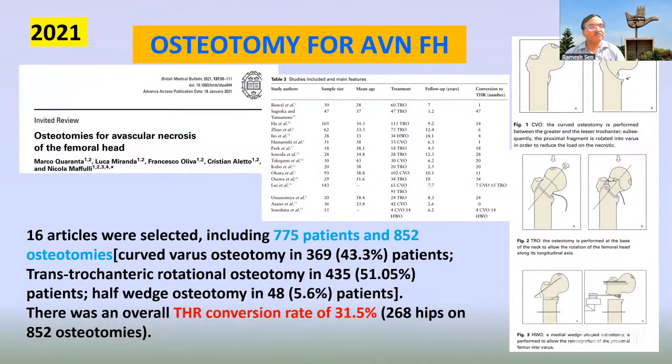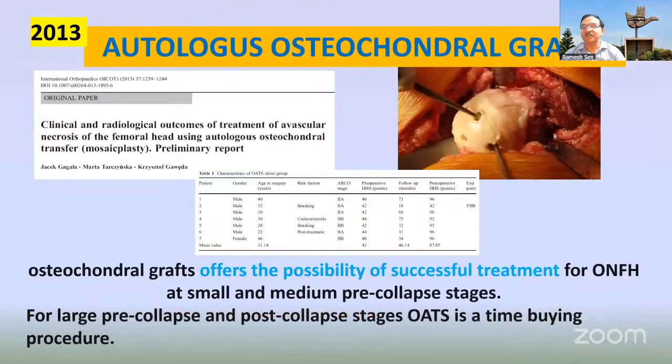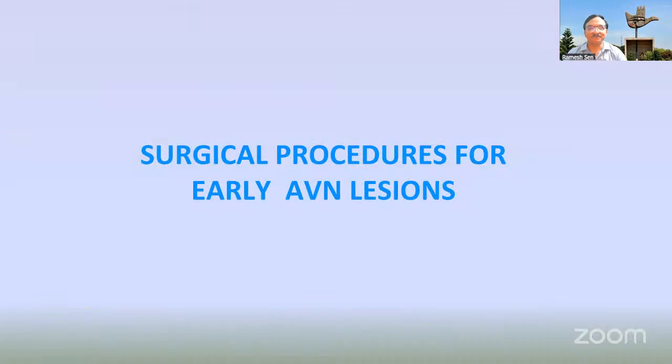But overall, when we have this review, it said that in spite of these osteotomies also, THR conversion is 31% of all these osteotomies. So, meaning that in spite of doing all major surgeries, we are still eventually landing up with THR. So people started innovating with the osteochondral graft. They will take it up and do it, or cementation of the femur head, just to buy a few years at that point.